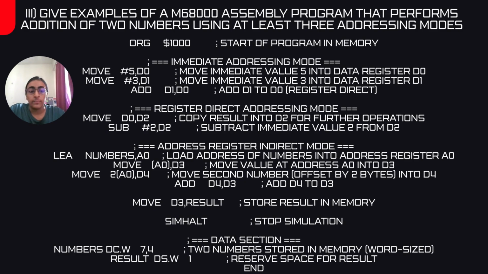In the end, MOVE D3,result will be the place where your data gets stored, and it will be part of the memory. And SIMHALT is the word that you use to stop the simulation in the end.